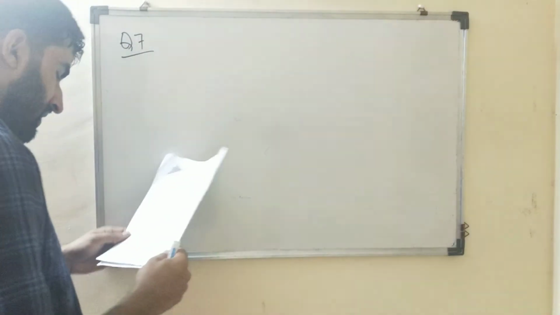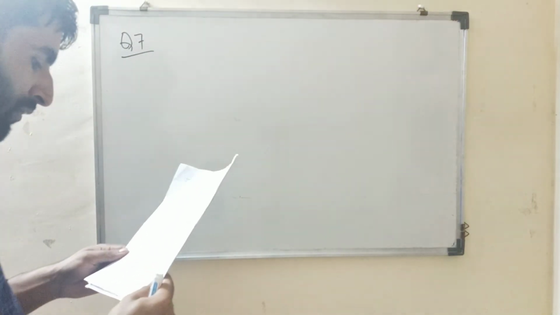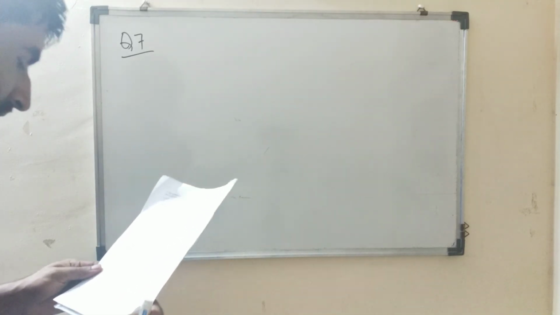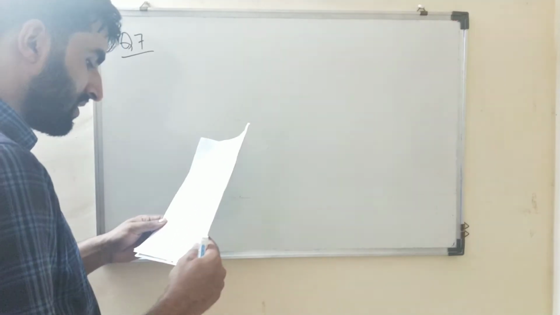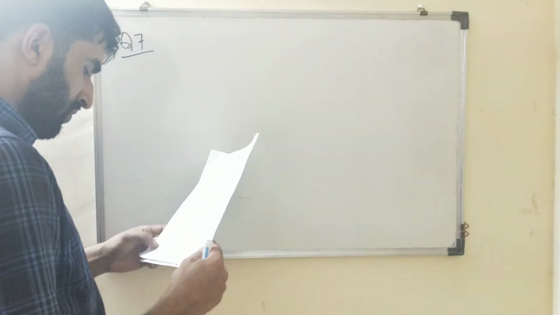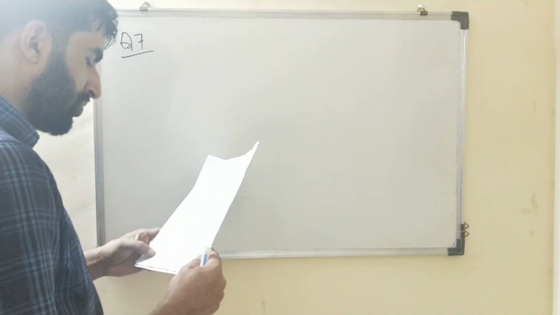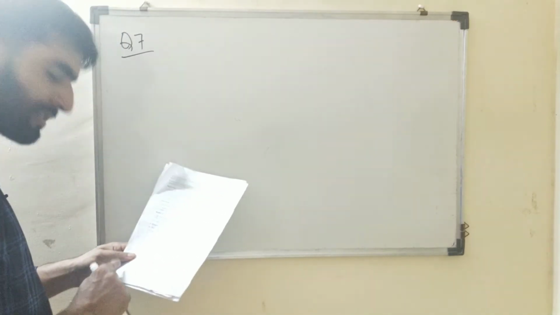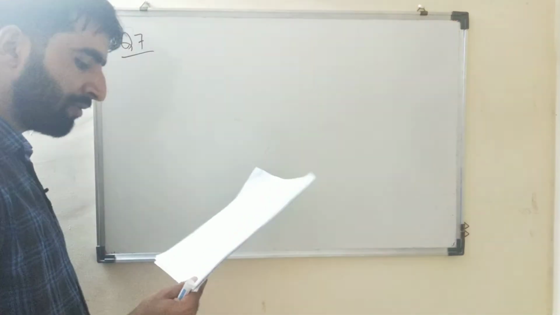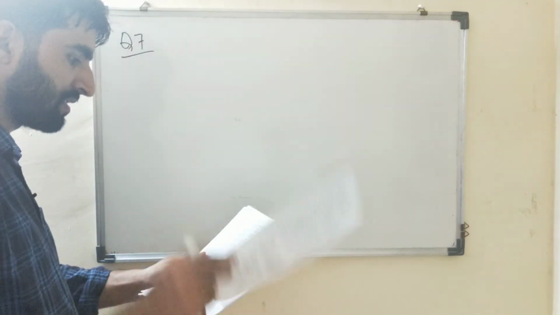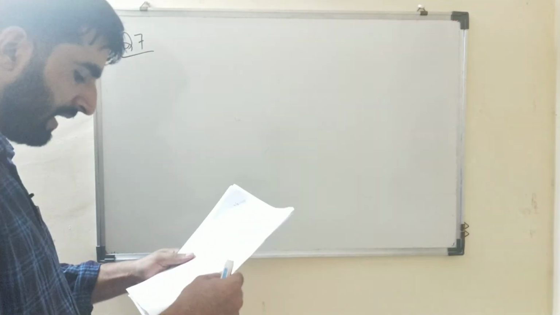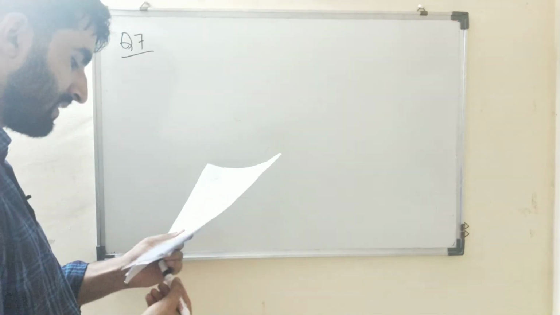Question number 7 is: the values of current I flowing in a given resistor for the corresponding values of potential difference V across the resistor are given below. करंट और वोल्टेज जो है वो दिया है ऐसे. So as we are increasing the voltage, obviously current will also increase. So we have to find out the resistance. So how you can find out? So this will be equal to V by I will be equal to resistance.